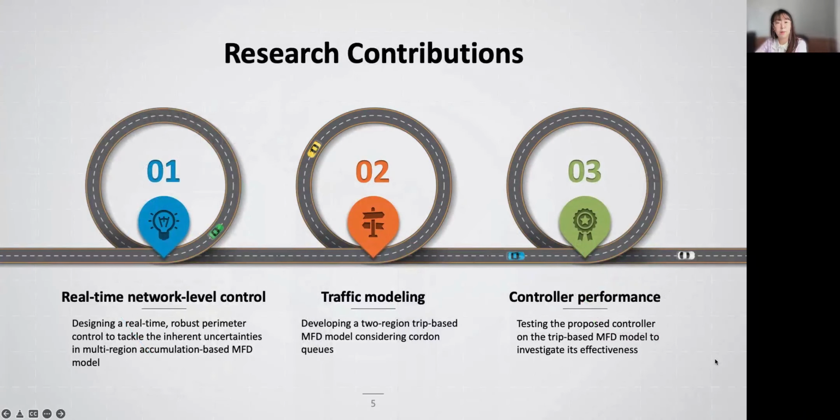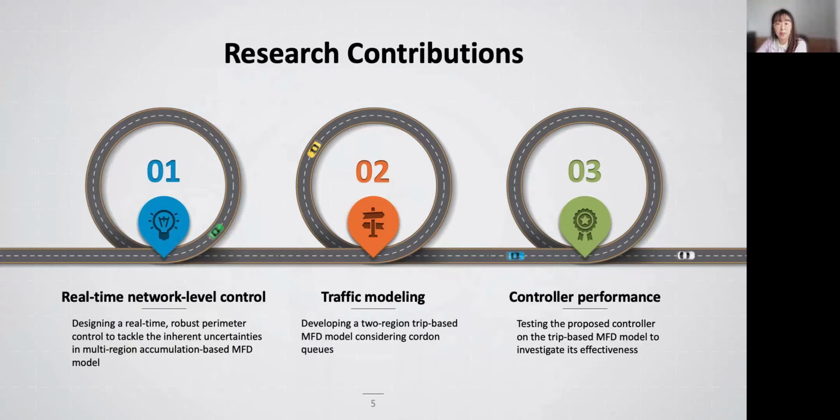All right, let's move to the contributions of this research. In this research, we mainly focused on three objectives. First of all, we developed an accumulation-based MFD model with uncertain parameters, because in a real network, there might be lots of uncertain parameters that influence the model accuracy.